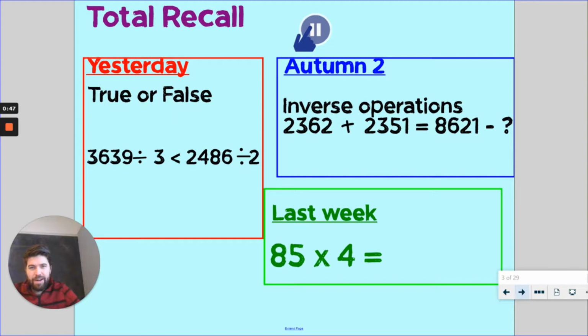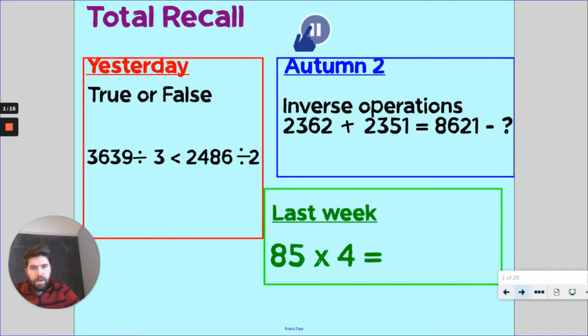Okay, let's get cracking with some total recall then. So today's total recall questions are a good challenge. So I would like you to pause the video here and attempt them in your book. Make sure they are well laid out, you're using the right strategies. Remember, you can always look back in your book and see what we were doing last week, how do I solve that, what is the right method for that, and we'll be back with the answers.